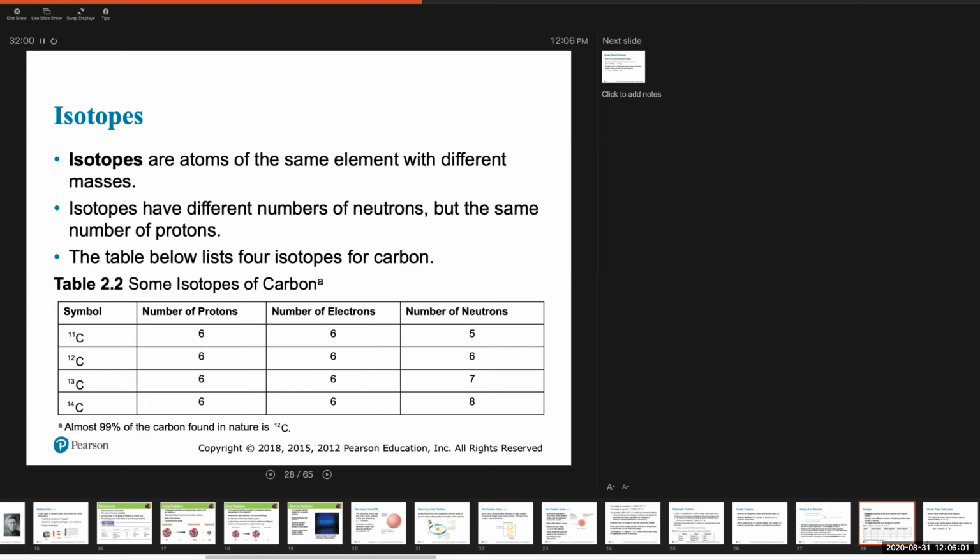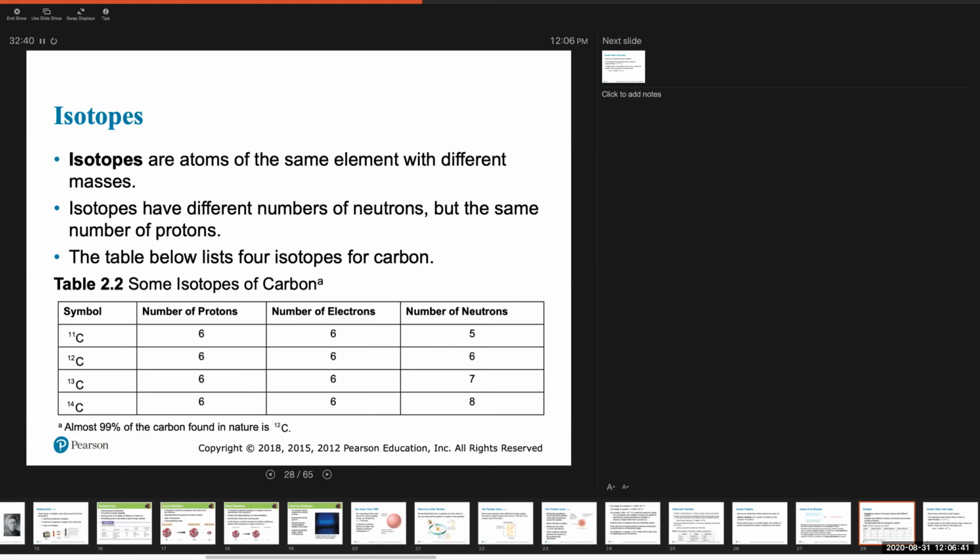The others are less common. Carbon 14 is the one you hear about when they do carbon dating for archaeology stuff and all that. But what you notice is they all have 6 protons, and by association, since it's neutral, no charge, there have to be 6 electrons. That never changes. If it's carbon, it's going to have 6 protons. But we said we've got isotopes, so if we've got different isotopes, what changes? The neutrons. Over on the right here, we see 5 neutrons, 6 neutrons, 7, 8. We see the number of neutrons changing.